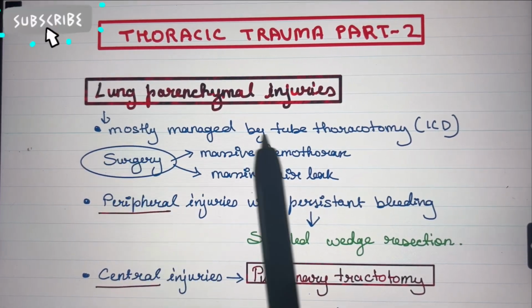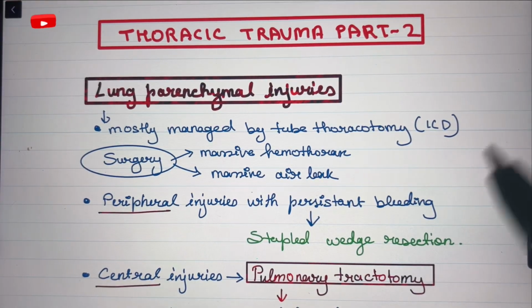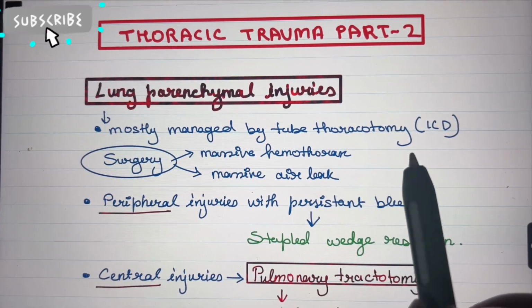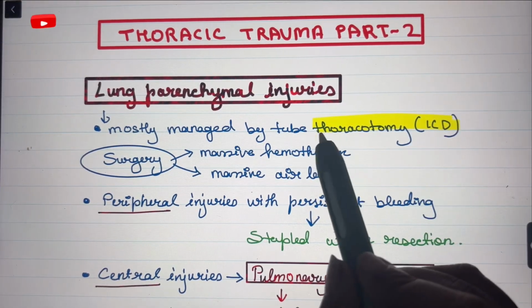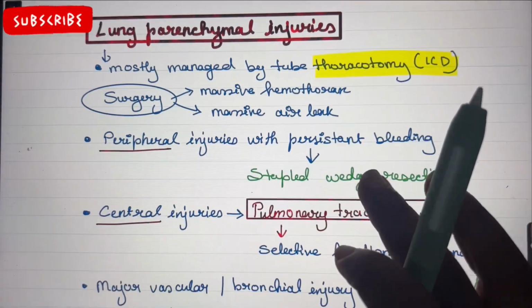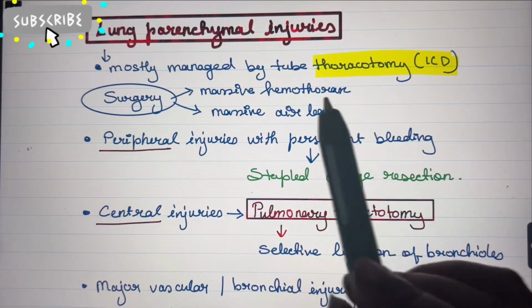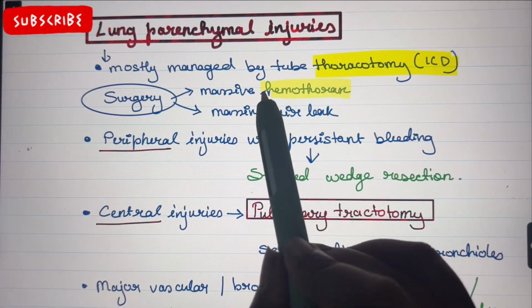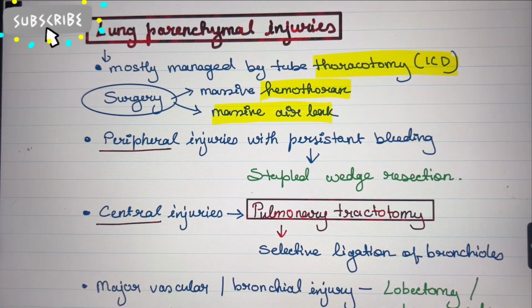So starting with lung parenchymal injury. Lung parenchymal injuries are mostly managed conservatively and via ICD. How to insert an ICD is already told in part 1. So ICD is generally placed in cases of lung parenchymal injury, and surgery is needed if there is massive hemothorax or if there is a massive air leak present.